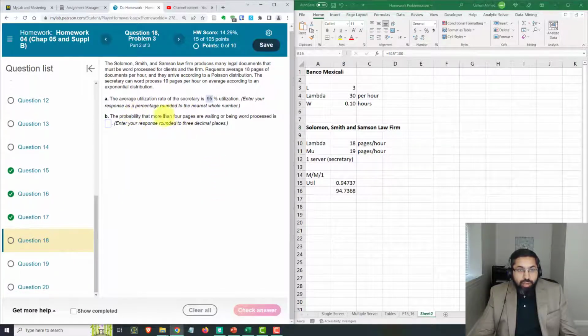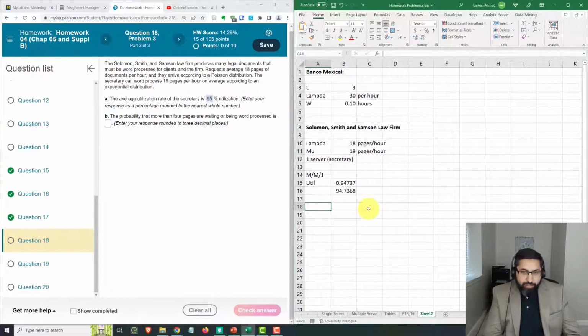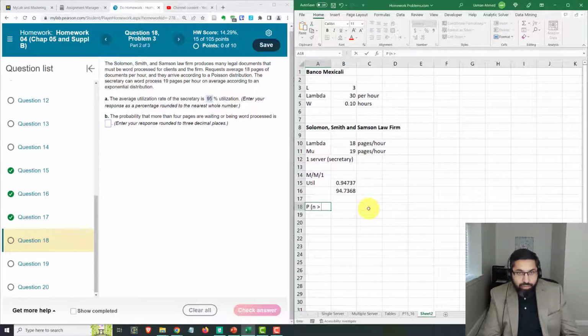Now the probability that more than 4 pages are waiting to be processed. So we need to find the probability that n is more than 4. Okay, n in the queue, how many people in the queue? So the queue, more waiting to be, waiting or being processed. So it's the number of people in the system that is more than 4.